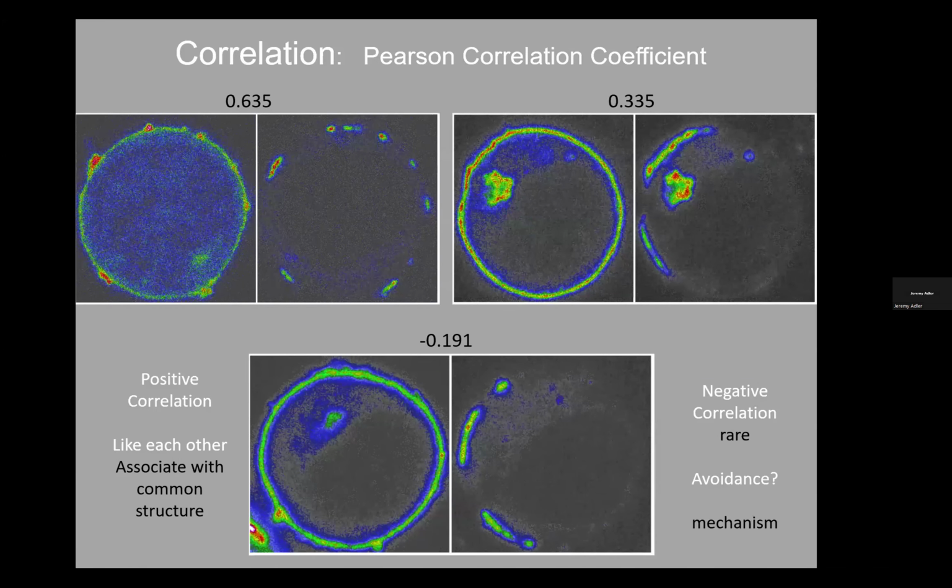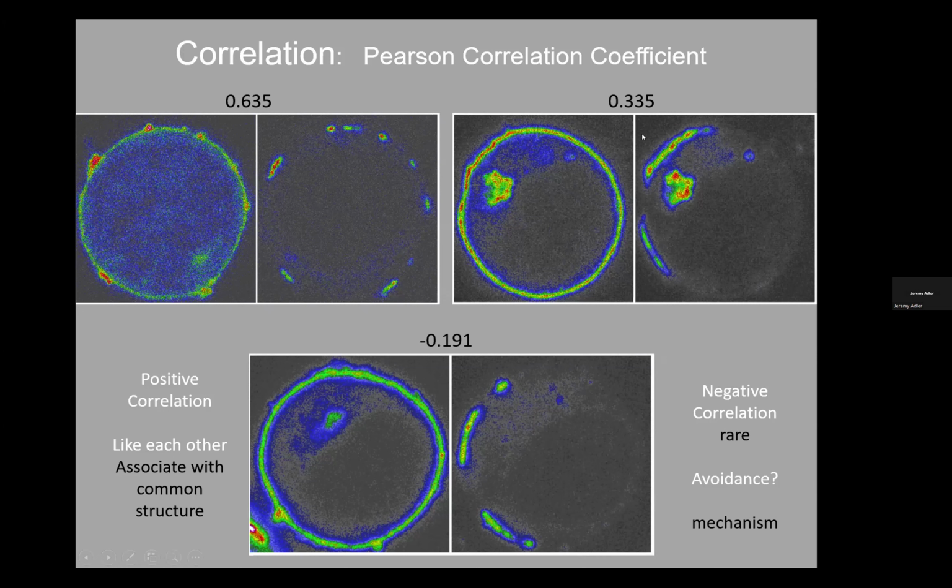For correlation, we're considering, is there an intensity relationship? Where one is bright, is the other bright? So if we look at this pair, we can see where this one is present, the other one also tends to be present. So if we measure correlation, it's 0.65, which is at least on the right side of 0.